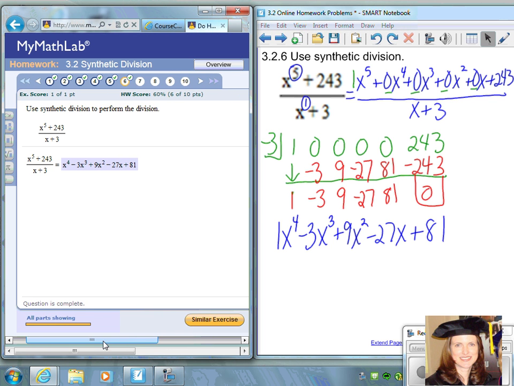Okay, so for these problems, you want to make sure you put any zeros if you're missing any powers of x.